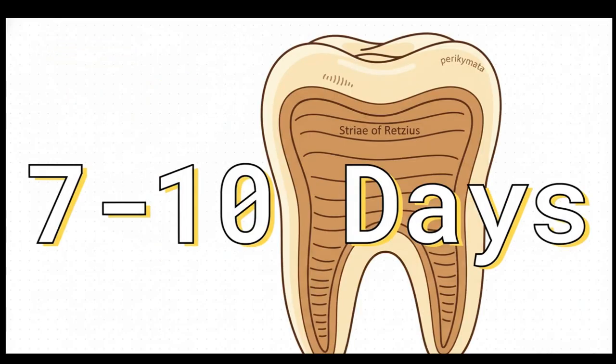Okay, so if cross striations are the daily entries, then the Striae of Retzius are like the weekly summaries. If we zoom out a bit, you can see them here. They're darker, more obvious lines. These mark a bigger rhythm, a shift in the body's metabolism that happens about every 7 to 10 days. It's just like the growth rings you see on a tree. And where these lines actually reach the surface of the tooth, they sometimes form these tiny little grooves called parenchyma.